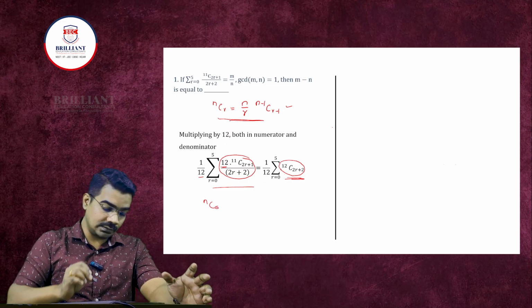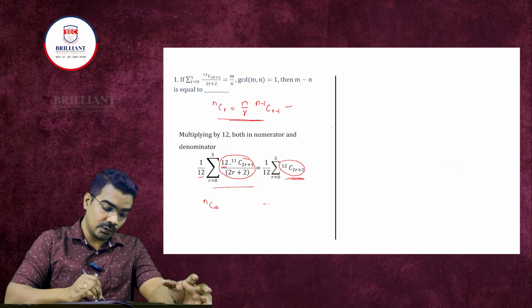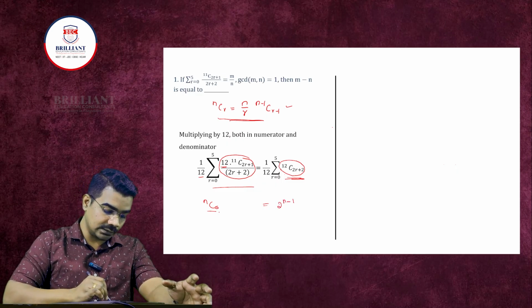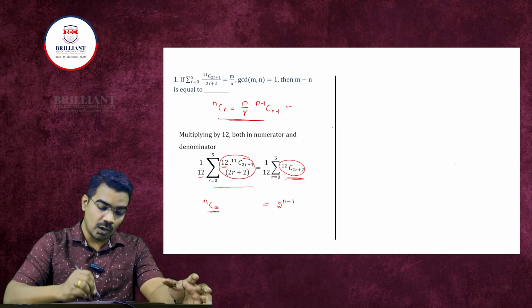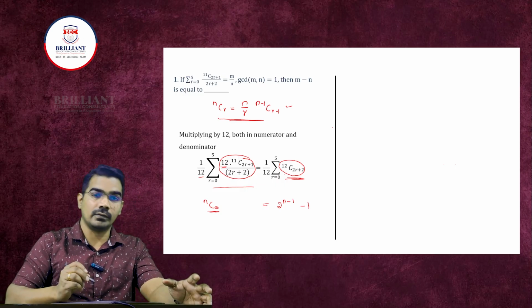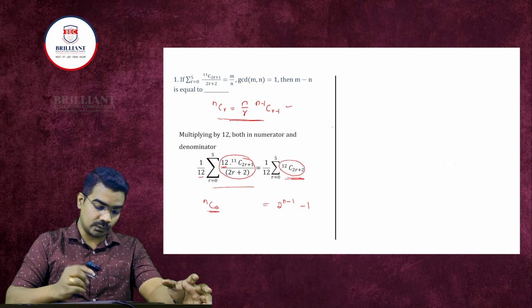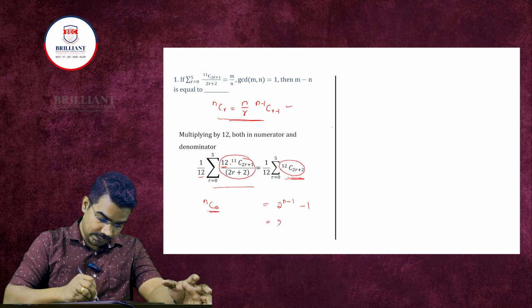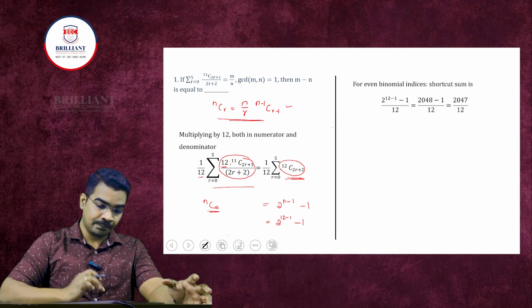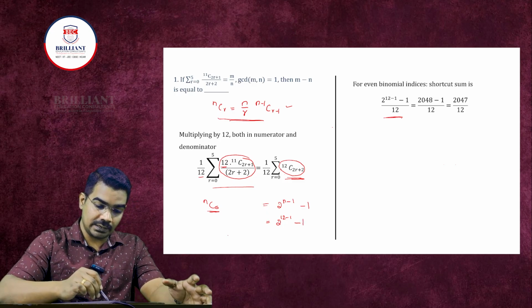So the sum of all even coefficients, we know the value is 2 raised to n minus 1. But here the zeroth coefficient is not there. So we have to subtract 1 from the 2 raised to n minus 1. So here it will be 2 raised to 12 minus 1 minus 1. Okay. So that is what has been written here.